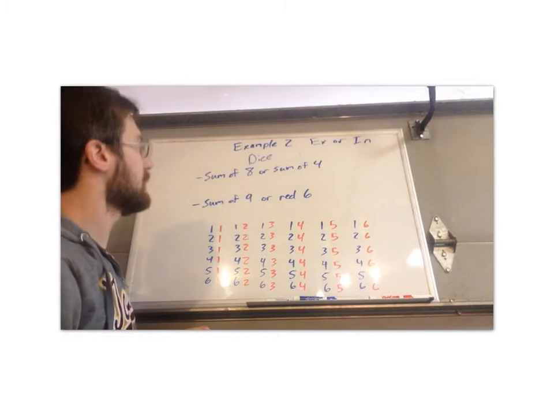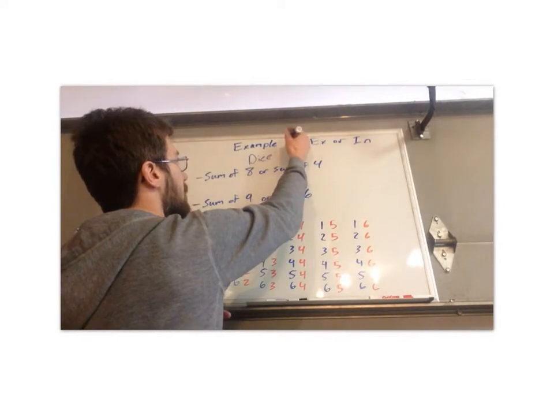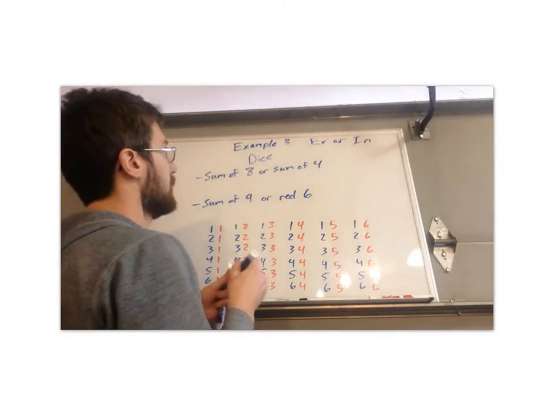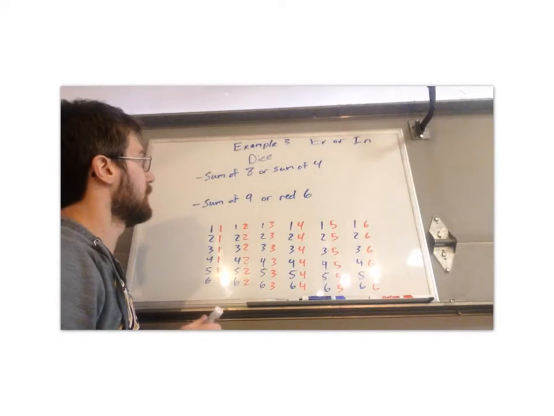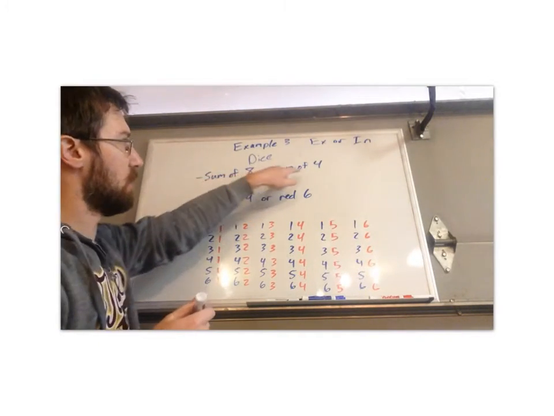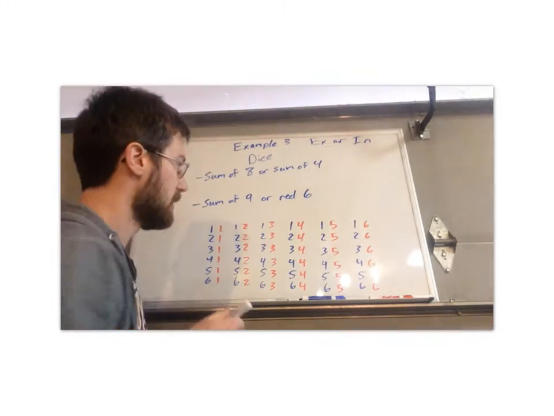All right, last example. I guess that should be an example 3. I forgot to change that. So now a rolling dice example. Again, we want to know, are they exclusive, are they inclusive, and then what is the probability? So a sum of 8 or a sum of 4. If we got a sum of 8, it can't be a sum of 4, right?